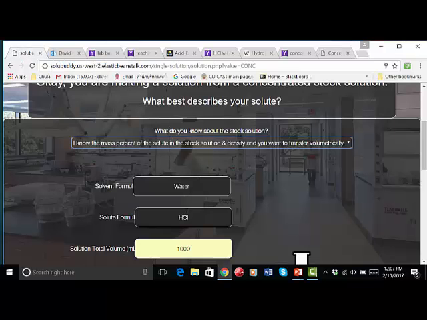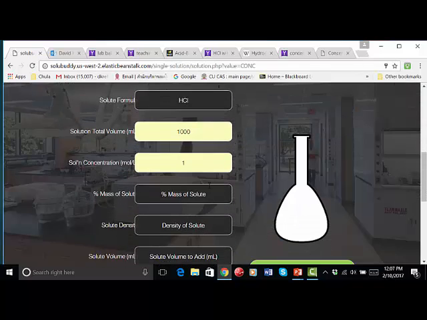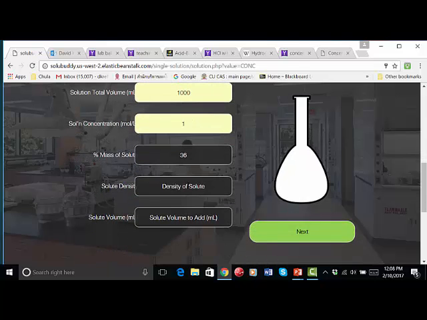Okay, formula HCl, total volume, solution concentration that we're preparing, 1 mole per liter. Percent of mass, it's a 36 mass percent. HCl solution is concentrated. Density, here, density of solute density. Density of, I think most people would know, if they really know what they're doing, would know what goes here.